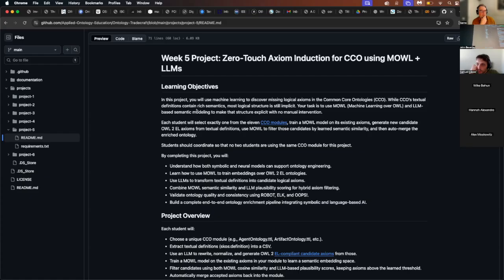Oh, is MOWL only on Linux and Mac? The link that Mike just put in, yeah, that's what the documentation says. You might have some incompatibilities if you're running it on Windows because of Java. Okay. Oh, wow. I guess I will have to install Linux. That's a lot of work.